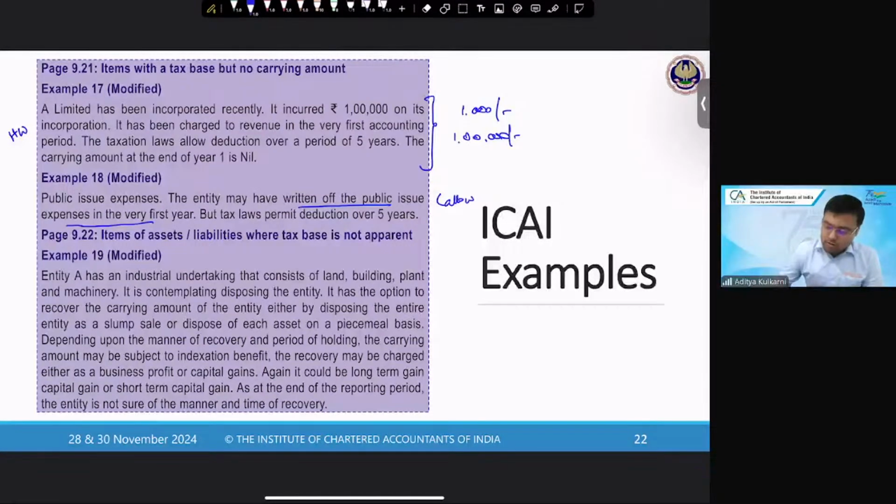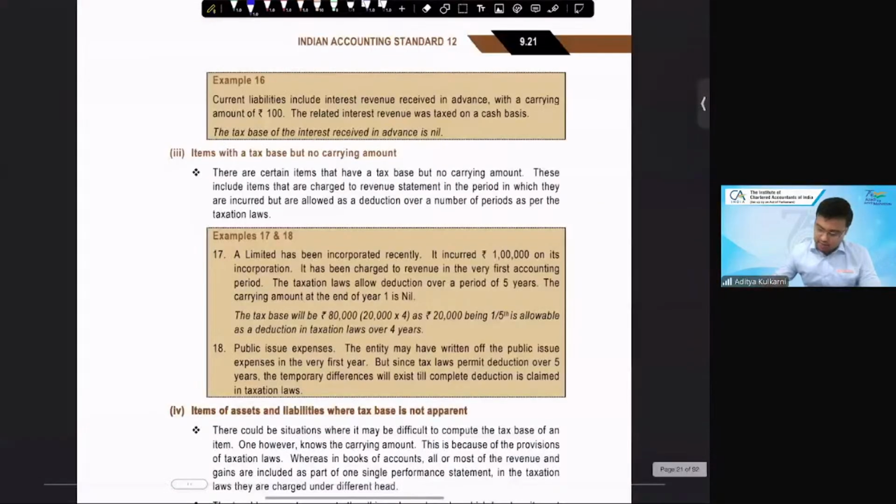It allows deduction in future, hence a deferred tax asset, or rather what we call a deductible temporary difference. Now, items of assets or liabilities where the tax base is not apparent. So this is done. Now, the tax base is not apparent.